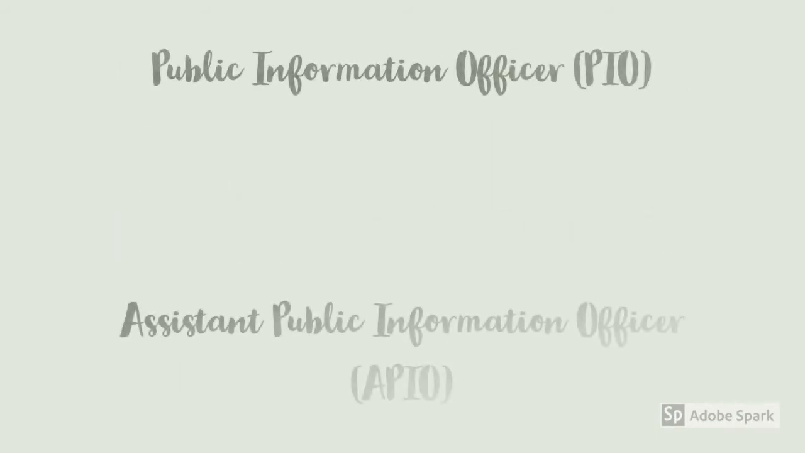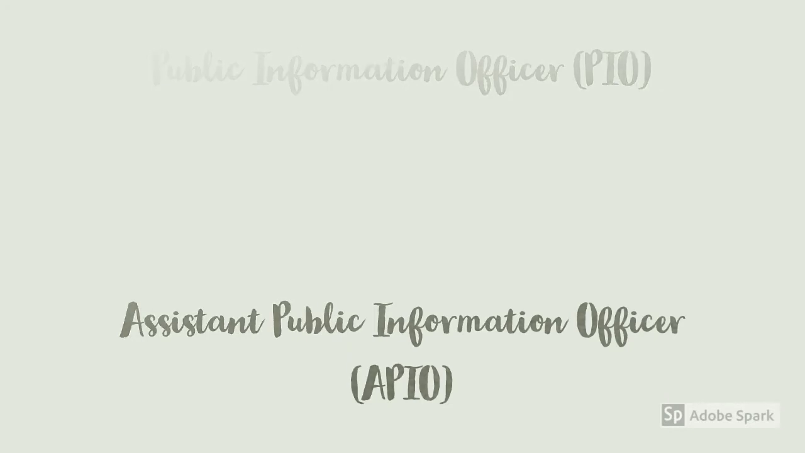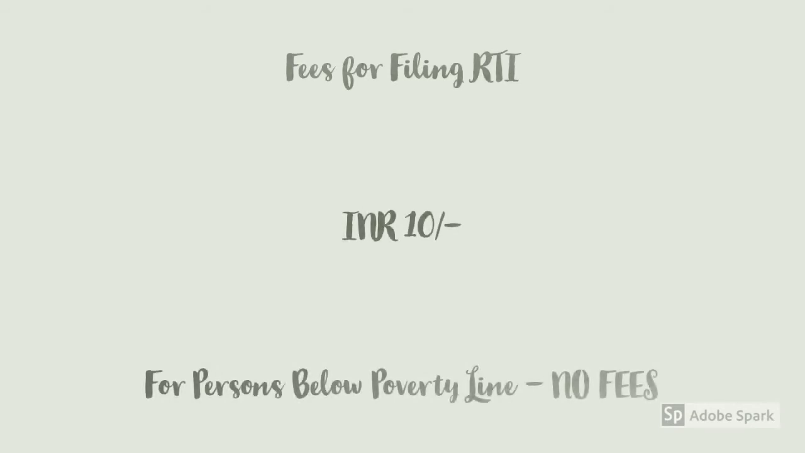The RTI designates two types of officials for receiving and processing RTI applications. One, the Public Information Officer, names of whom are prominently displayed on notice boards of the respective offices and their websites, and Assistant Public Information Officer at the sub-district or subdivisional levels to forward applications to the relevant PIO at higher levels. The fee for filing an RTI application is 10 rupees, and for applicants below poverty line there is no fee.